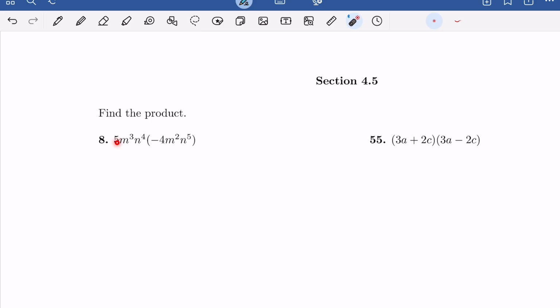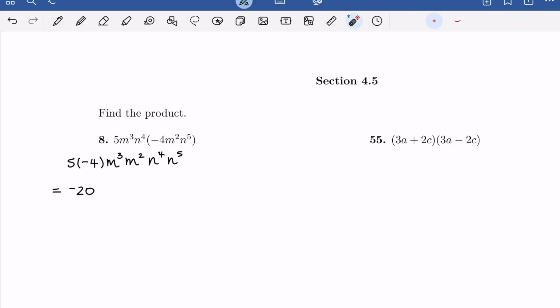So what we're going to do in this case is multiply our numerical values. We're going to group them together. So I'm going to have 5 times negative 4, and then we have our m variables, m cubed times m squared, and then we have our n's, n to the fourth power times n to the fifth power. The reason why I'm grouping them together is that this way we can see how they're going to simplify. We know 5 times negative 4 is going to give us negative 20.